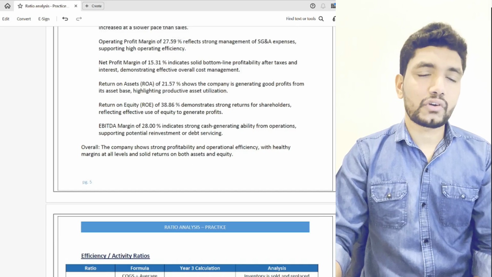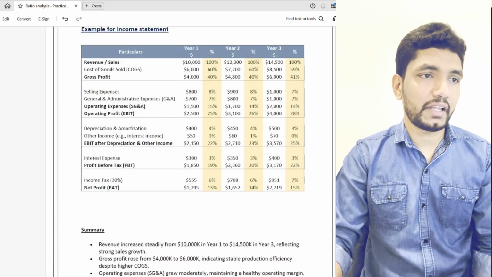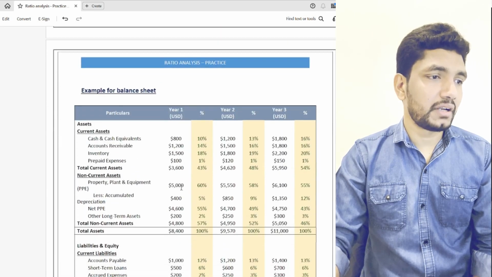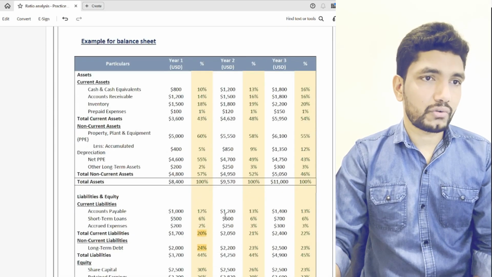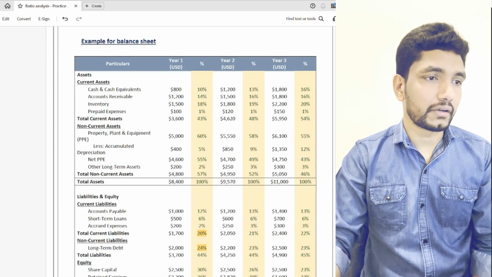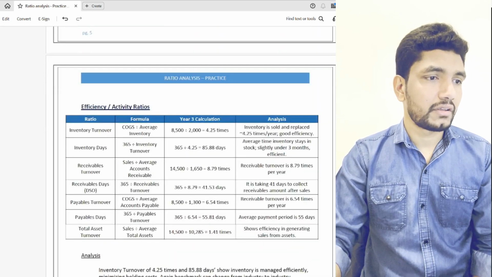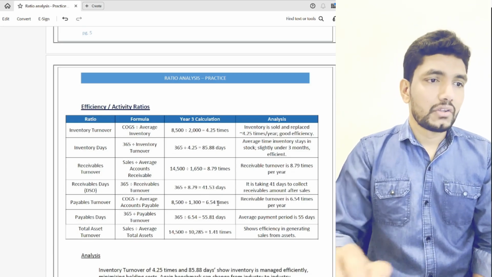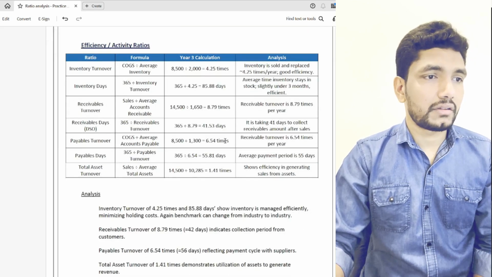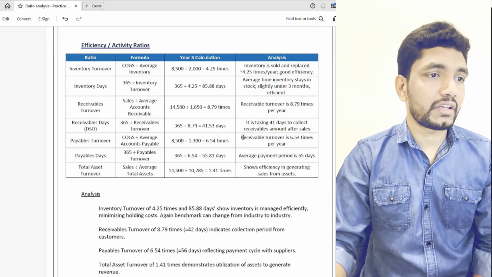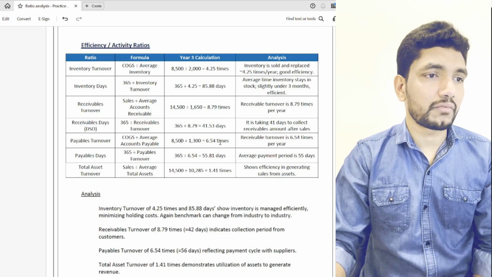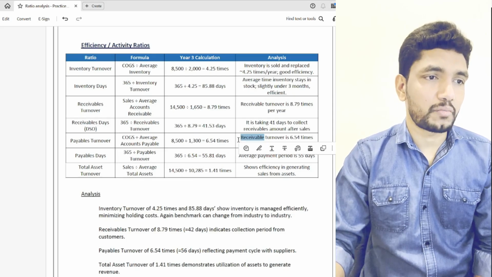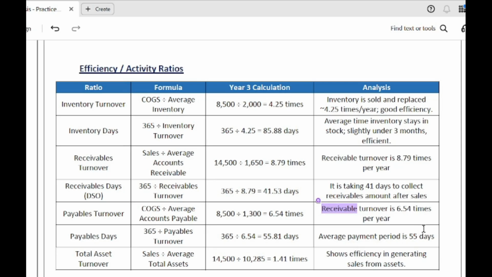So you can get the cost of goods sold from the income statement, that is 8,500, and the average accounts payable is 1,200 and 1,400. So as an average, it is 1,300. That means 6.54 times. So what it means is that this payable turnover is 6.54 times. Please read this as payable turnover, not receivable. So it is 6.54 times.